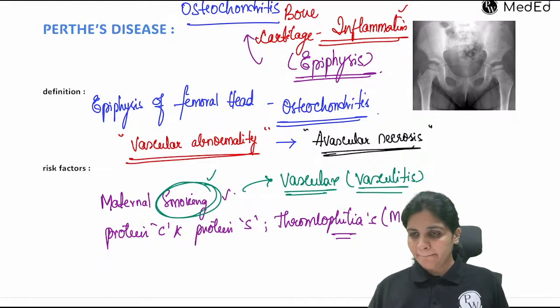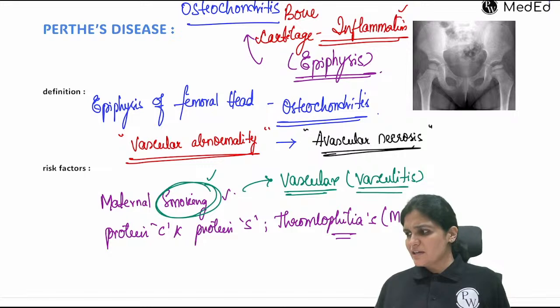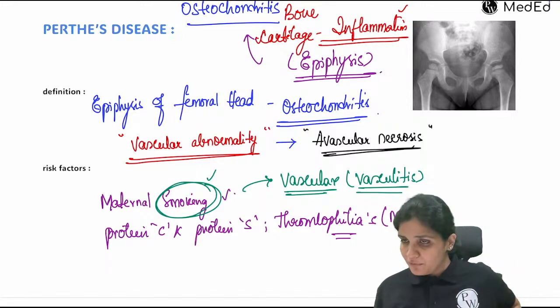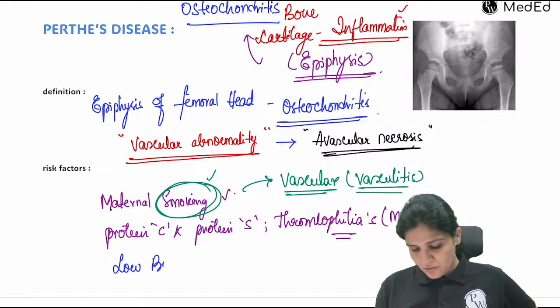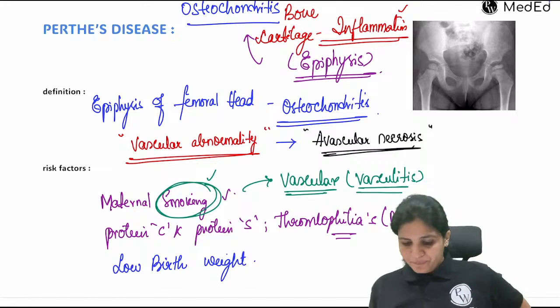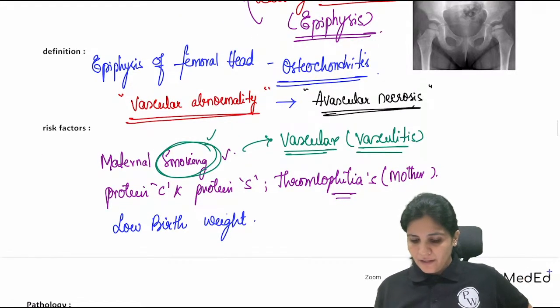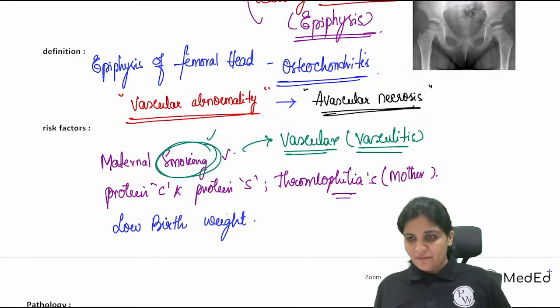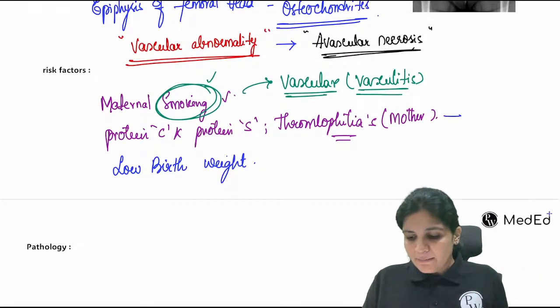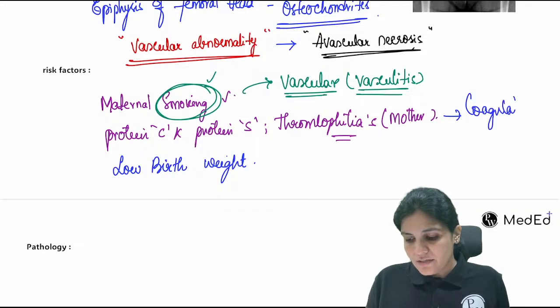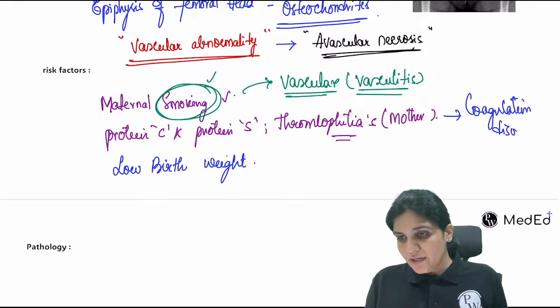Clear, everybody? So these are the two important risk factors. There are others also which you have to remember, but for me, what you have to remember is mainly this: maternal smoking, the thrombophilias, and sometimes low birth weight also. Low birth weight babies are also at risk. So whenever you see a low birth weight baby, some protein deficiency, or some coagulation disorders and smoking, these are risk factors.